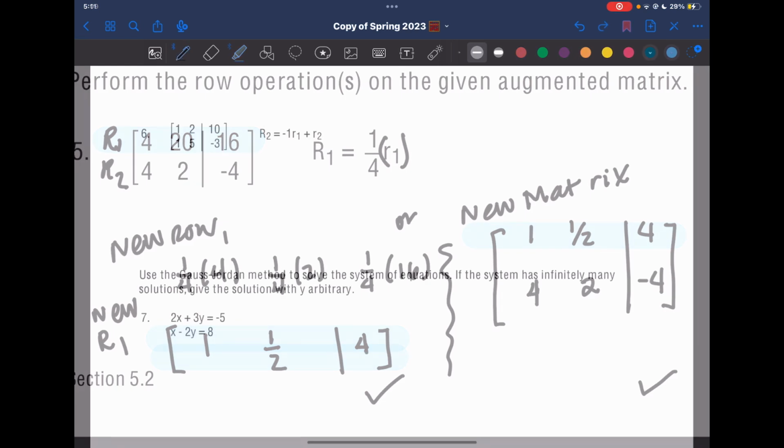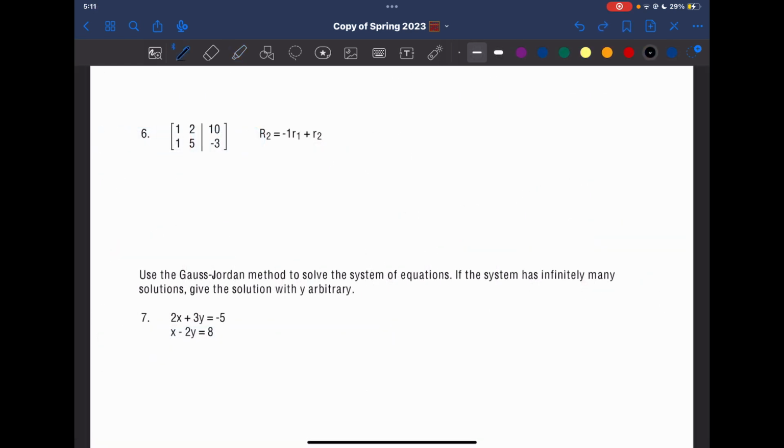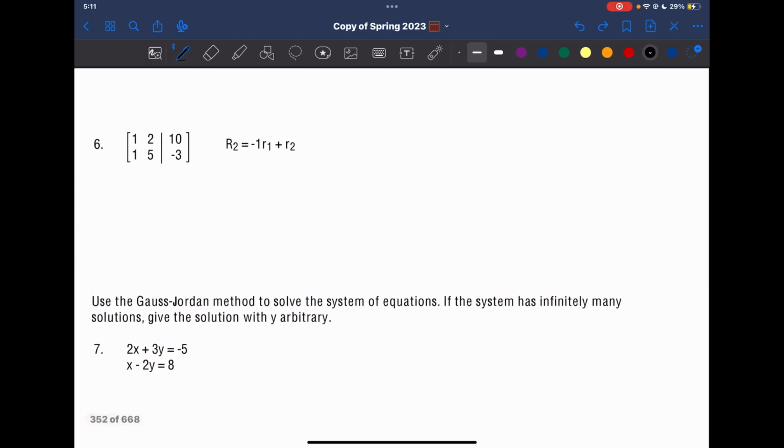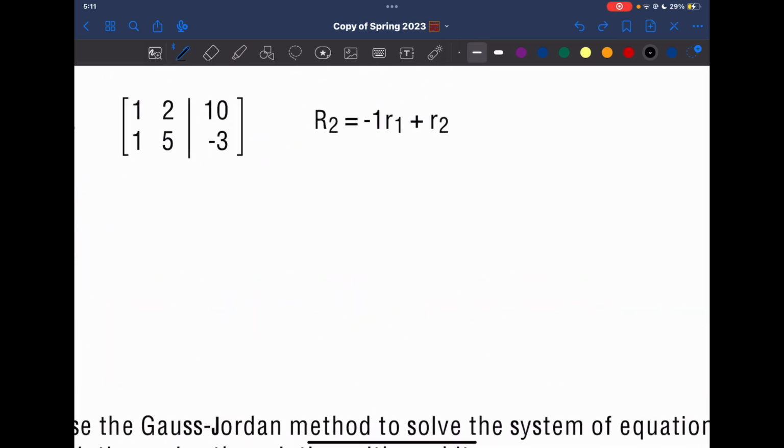Now a compound operation, where we have multiple steps to create the new row 2. For number 6, it says row 2 is equal to, so we're going to change this row right here. The new row 2 is going to be equal to -1 times row 1, and then we're going to add that to row 2. So let's see what this looks like. Again, you can present your answer as a new row or a new matrix. You have to be familiar with both.